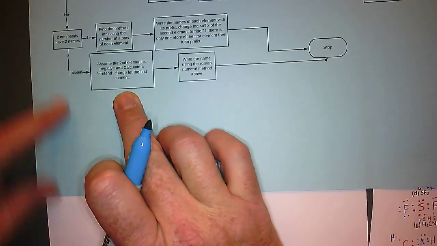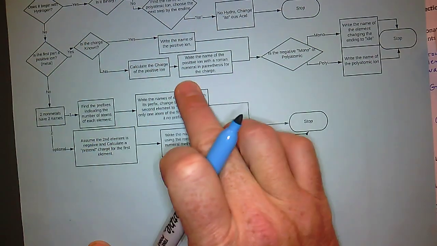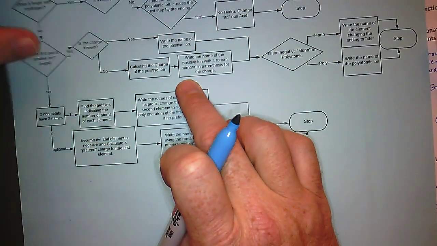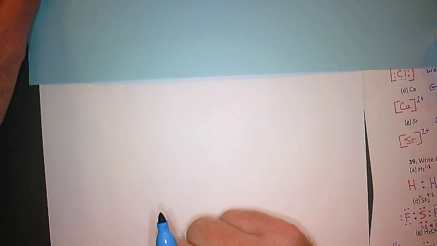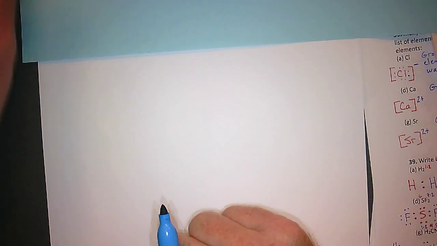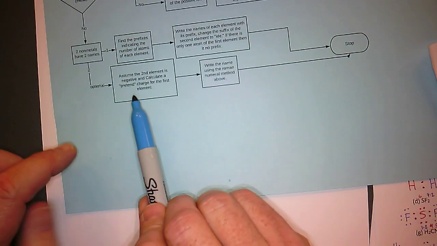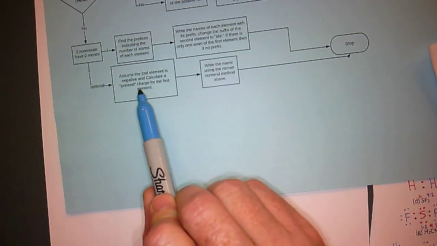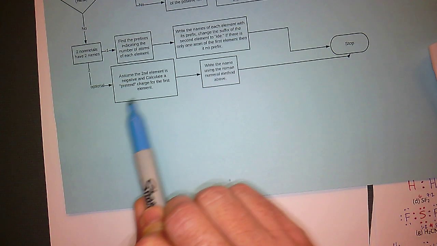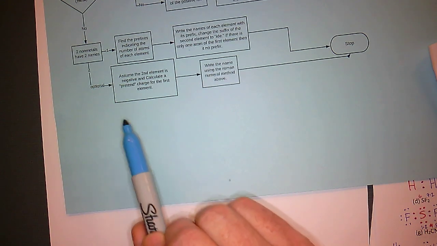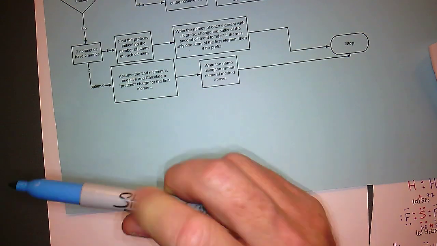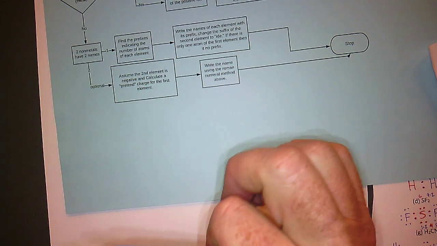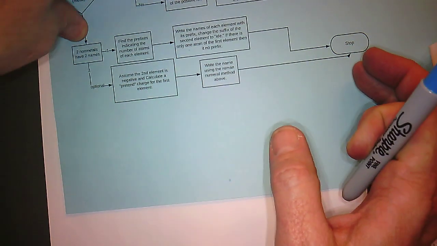But the second method, so silly. What we're going to do is basically adopt the Roman numeral method from our ionic compounds. But if it's two nonmetals, they're covalent. They're not even ionic. I don't like that they came up with this method, but they did. What we do is we pretend or assume the second element is negative and calculate a pretend or apparent positive charge for the first element. They are not positive, but we're going to pretend they are. That's why I don't like this method.